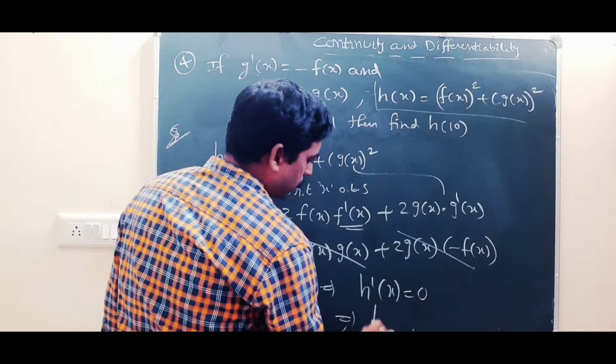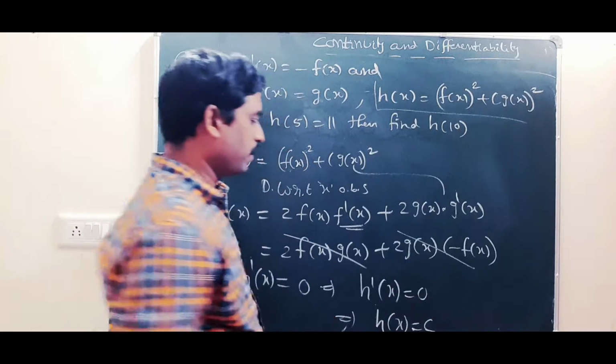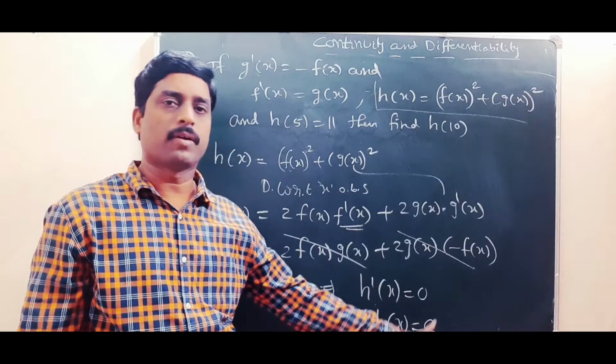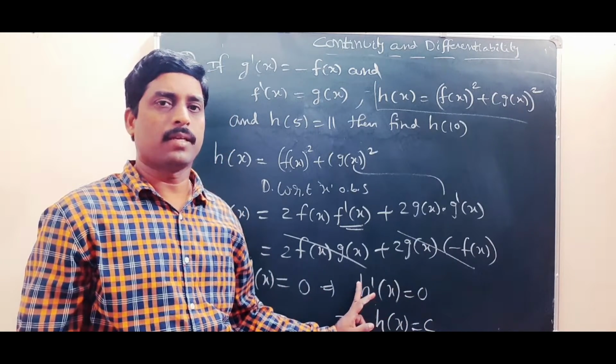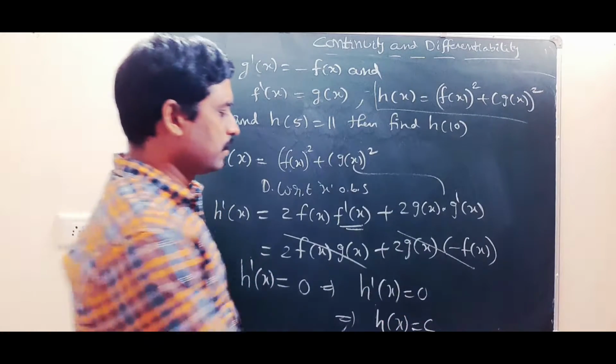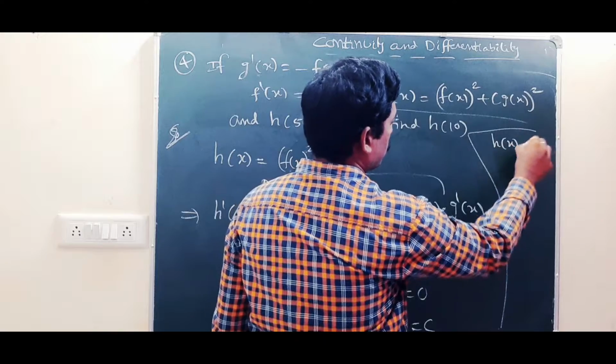Therefore h of x is equal to constant. Why? Because differentiation of h of x, h dash x, is 0, and differentiation of a constant is 0. So h dash x is equal to 0 implies h of x is equal to constant. This is a constant function. h of x is equal to constant.